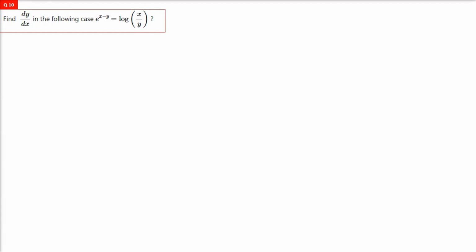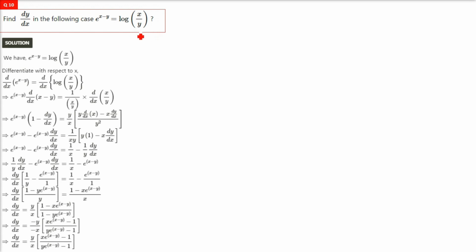Now find dy by dx in the following case. Now we have e raised to the power something, also log x by y. So what do you get in e? What do you get in log? Same thing what we have been doing. E to the power something will remain as e to the power something. Log will be 1 by that thing. So e raised x minus y, and then we have to differentiate x minus y. So x will be 1 and y will be dy by dx. So this will be 1 minus dy by dx.